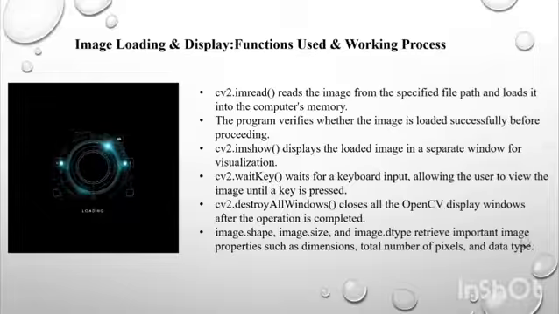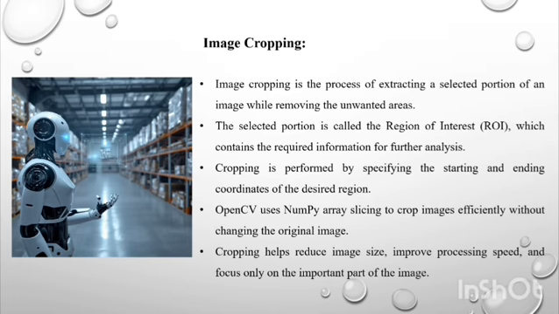Next, the cv2.imshow function displays the loaded image in a separate window. The cv2.waitKey(0) function pauses the program until the user presses any key, allowing enough time to view the image. Finally, cv2.destroyAllWindows closes all the OpenCV windows. The program also retrieves important image properties such as shape, size, and data type, which provide useful information about the loaded image.